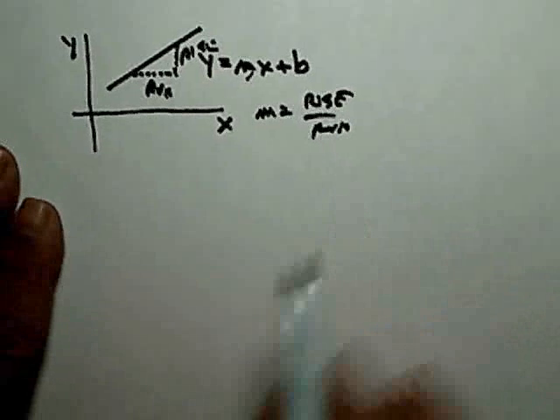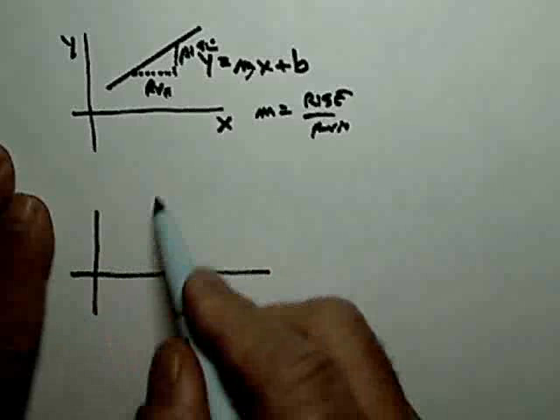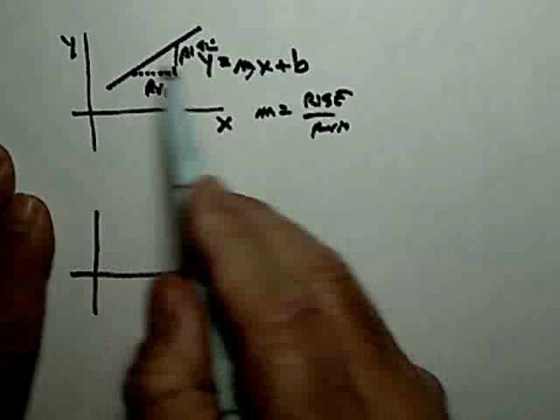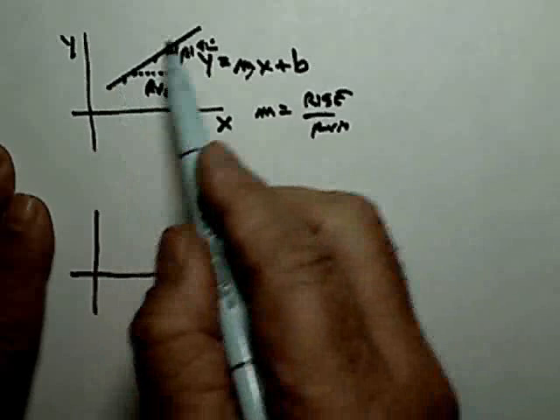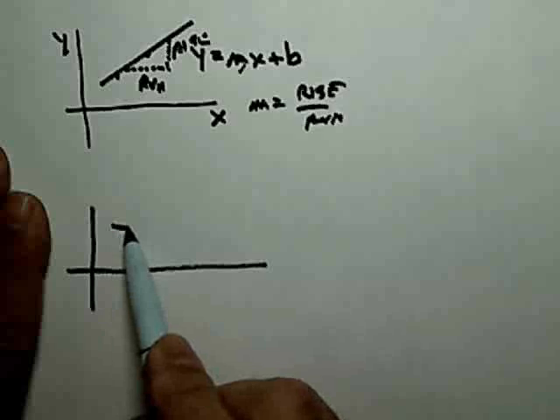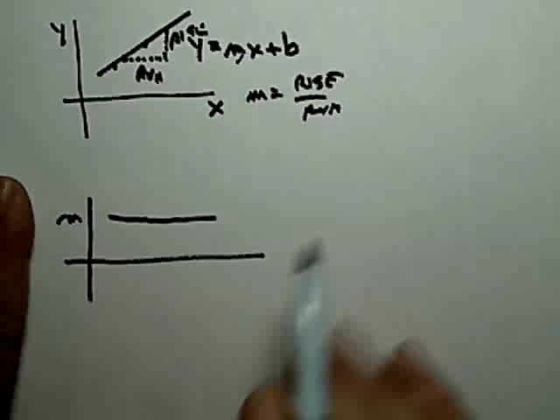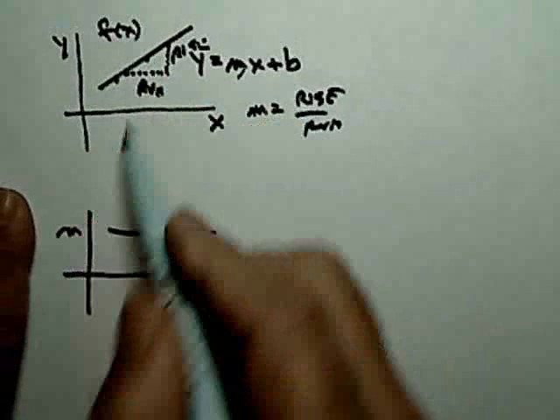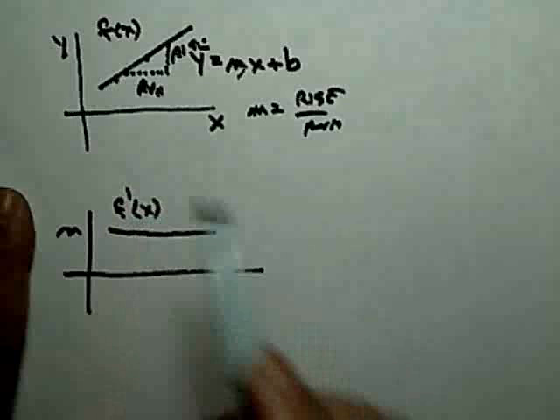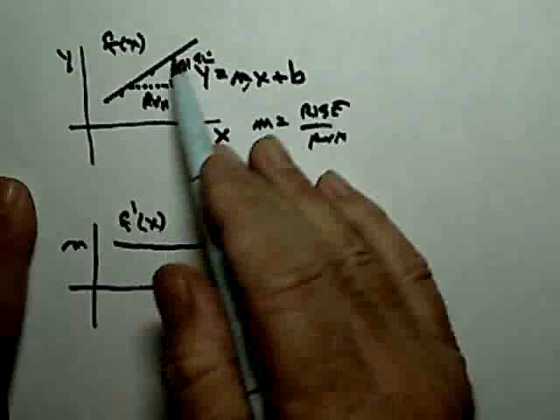Now, by definition, the derivative of this function at any given point is going to be the slope. And since that's the same everywhere, the derivative of this is going to be a straight line where this is the height m. And this will be called the original function. I'm going to call this f of x, and this will be called f prime of x, for the derivative of x. And that's the definition of derivative for a straight line.